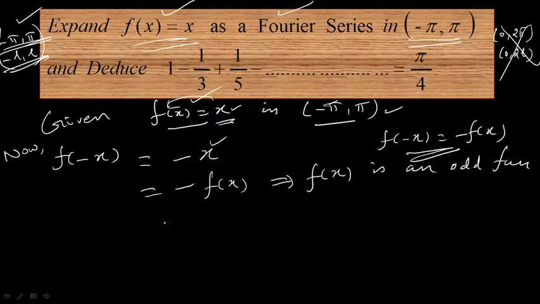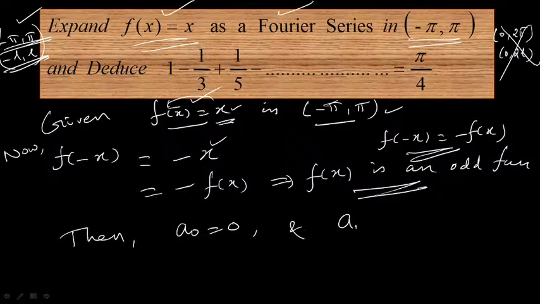So if it is an odd function, immediately you can write the values of a0 and an as 0. So there is no need to calculate the values of a0 and an, because the given function is of odd type.